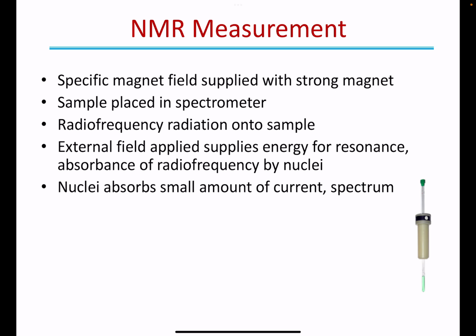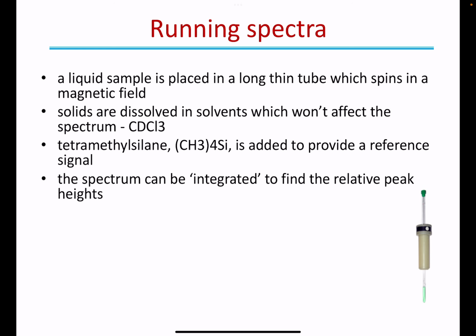So how do we do the NMR measurement? You have your sample and you place the sample in a magnetic field using a strong magnet. Then radio frequency radiation is emitted onto the sample. If you have the sample as a solid, then you need to dissolve it in a certain solvent. That solvent must be chemically inert, or at least it will just dissolve your solid and will not interfere with your spectrum.